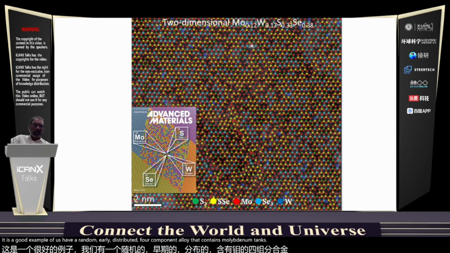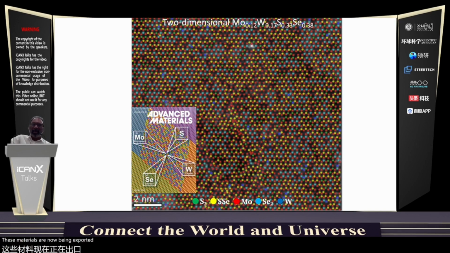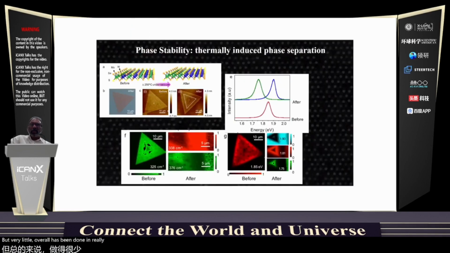Some of these materials are now being explored for catalysis and things like that, but very little overall has been done in really understanding phase stability. Here is a very interesting example of this four-component system where as you heat, you change this completely random alloy to a fully segregated tungsten selenide system.